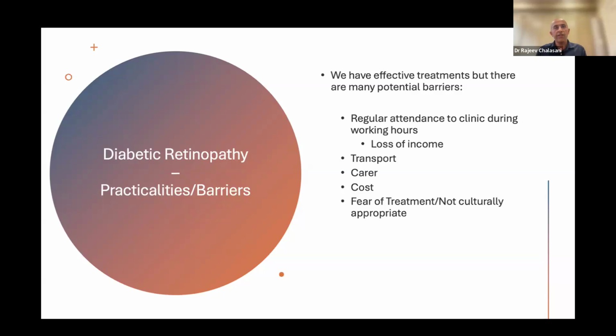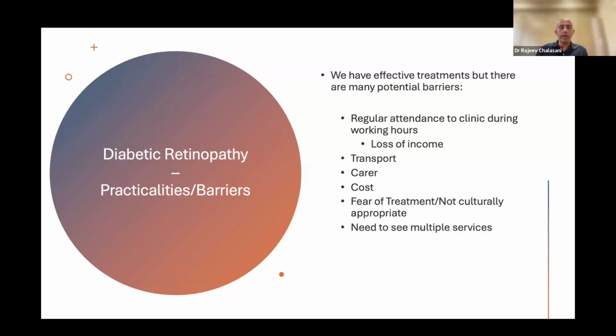I'm very used to seeing patients the first time and having to counsel them about needing to have an eye injection. And then, in actual fact, having an eye injection is generally nowhere near as bad as what people have imagined, but there is that fear of treatment initially. And of course, the importance of delivering treatment in a culturally appropriate way.